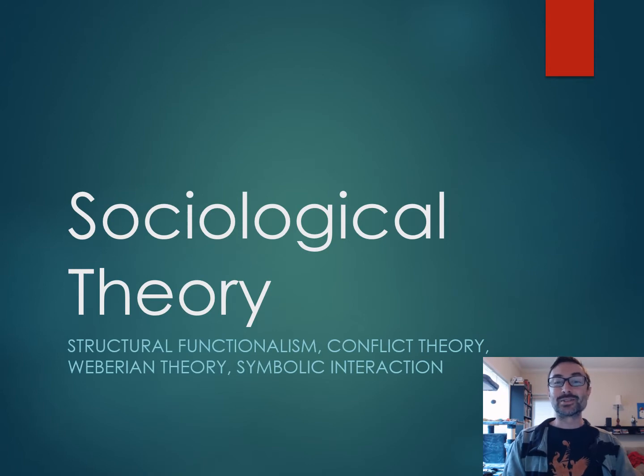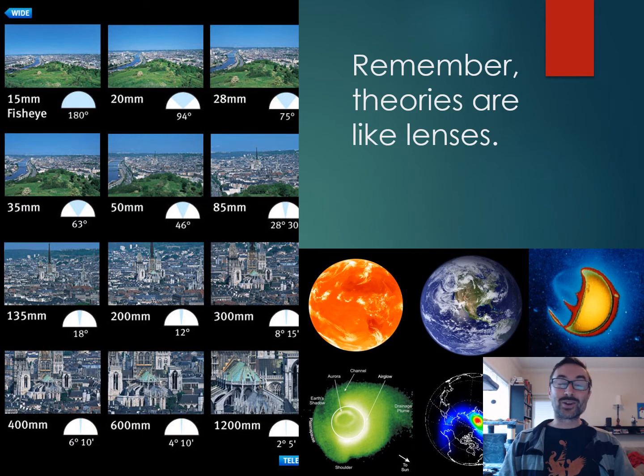Theories are sets of interrelated ideas with wide-ranging applications that explain the social world and have stood the test of time. They are generally good at explaining and predicting social reality and have been rigorously and scientifically tested again and again. Remember that theories are like lenses. Each one can tell us something different about whatever it is that we're observing.